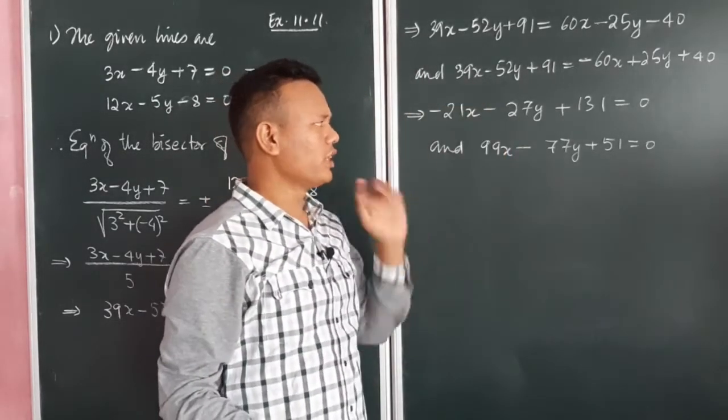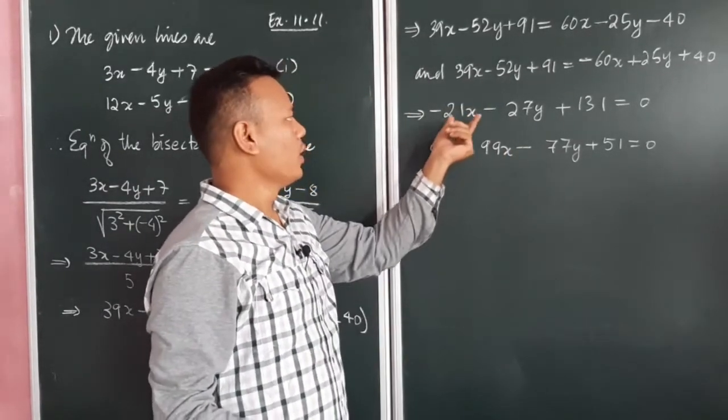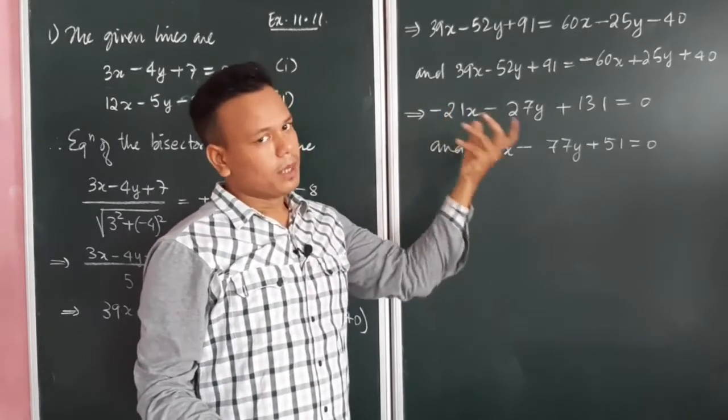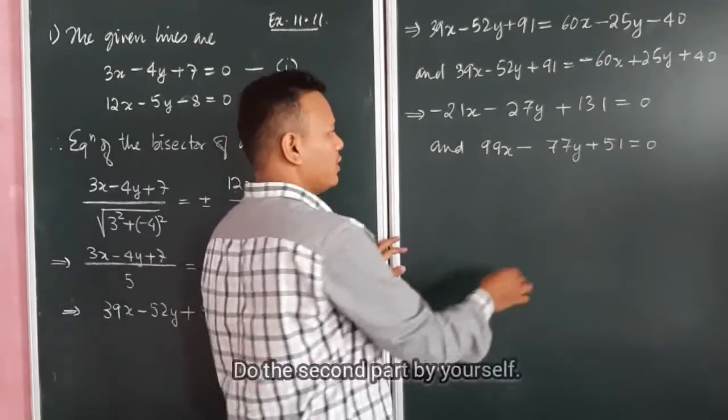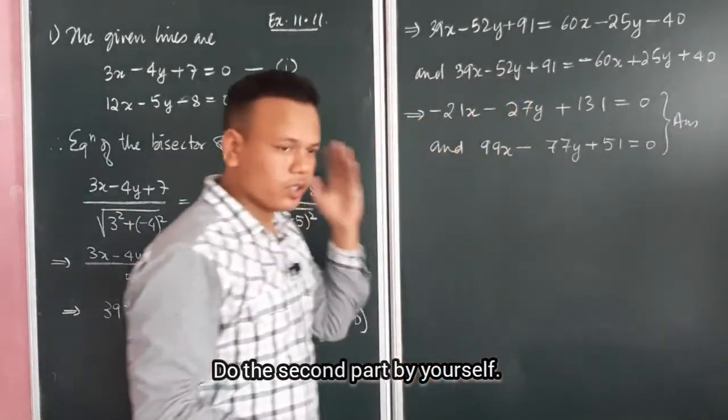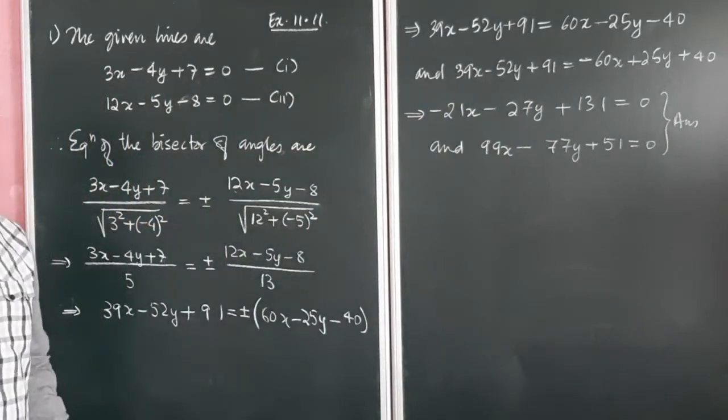So these are the two required equations, and if you want to make the signs positive, multiplying both sides by minus is also fine. Basically, these two give the answer for this particular question. Pause the video to note down.